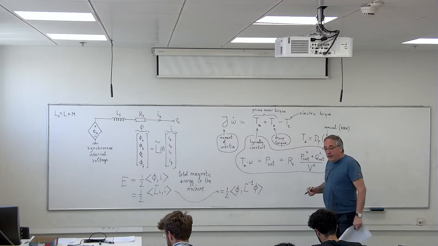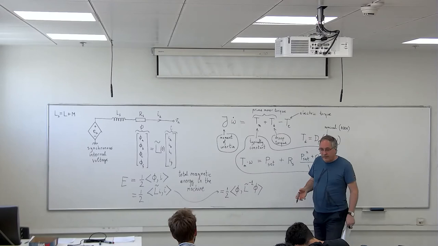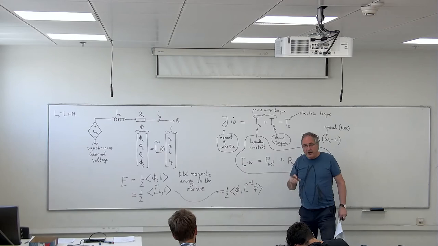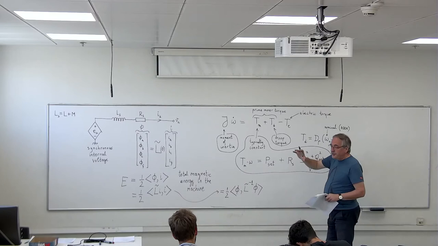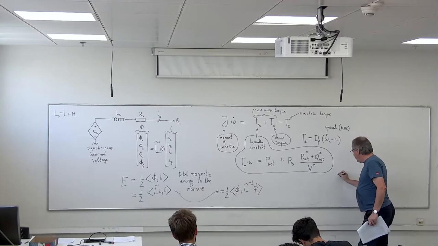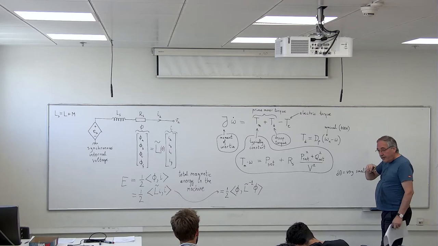Now let's make the following thought experiment. Let's say that we take care for all the fluxes to be constant, and we let the machine rotate a tiny angle. So we have the machine at an initial angle, and we let it rotate by a tiny amount, d theta, a very small angle, while keeping all the fluxes constant.